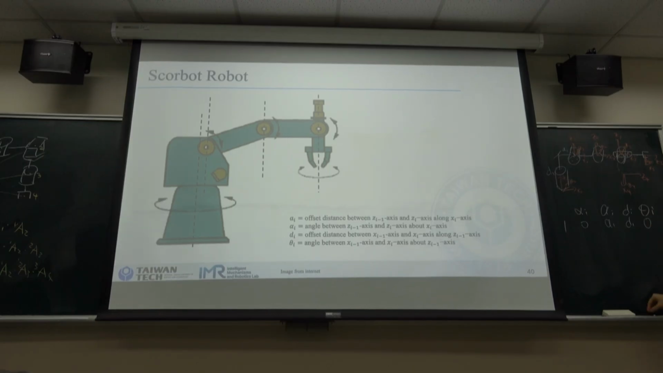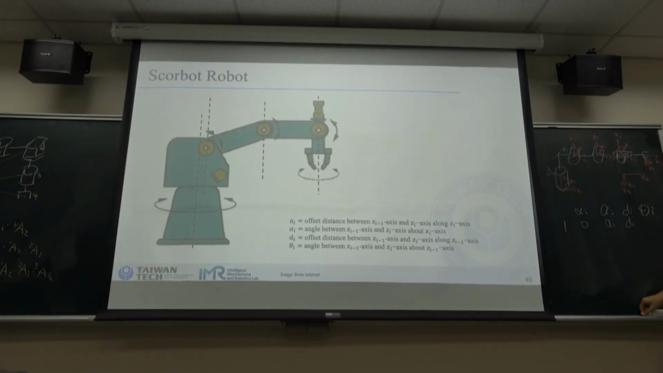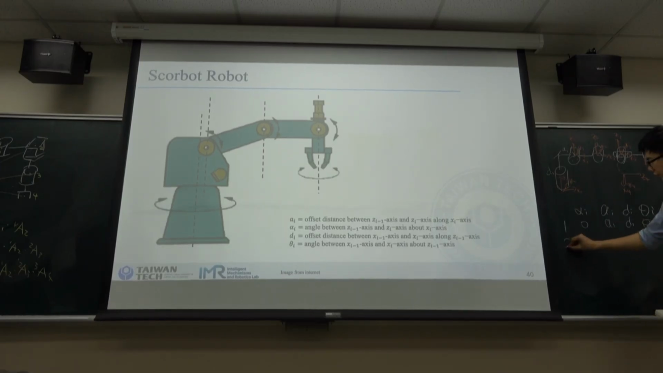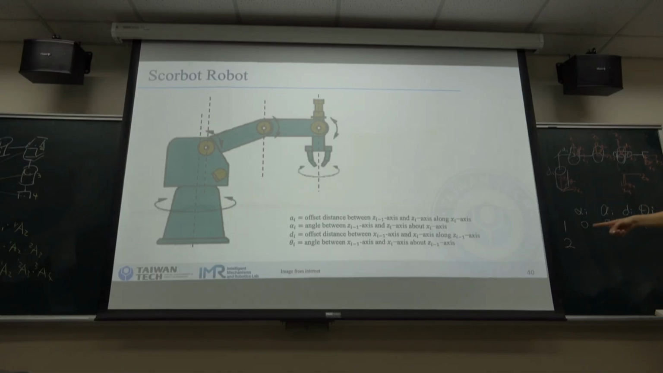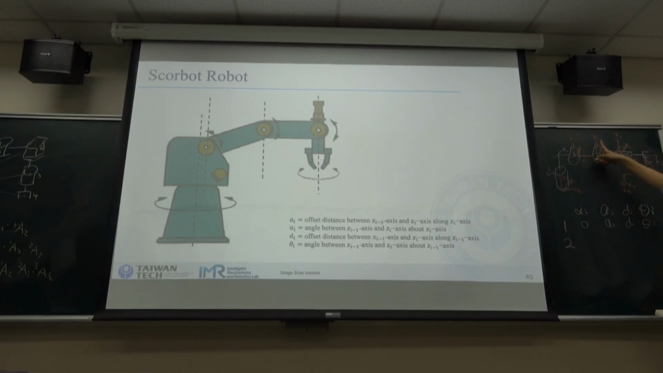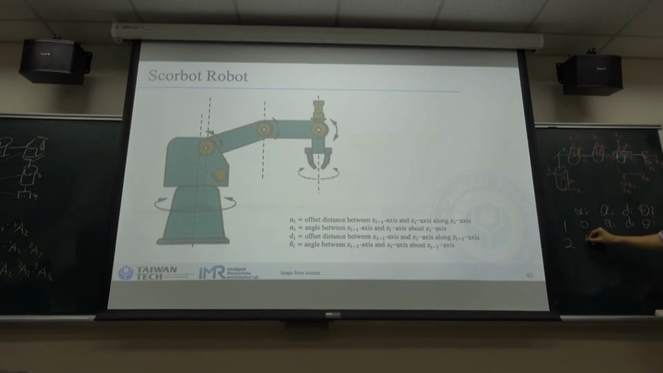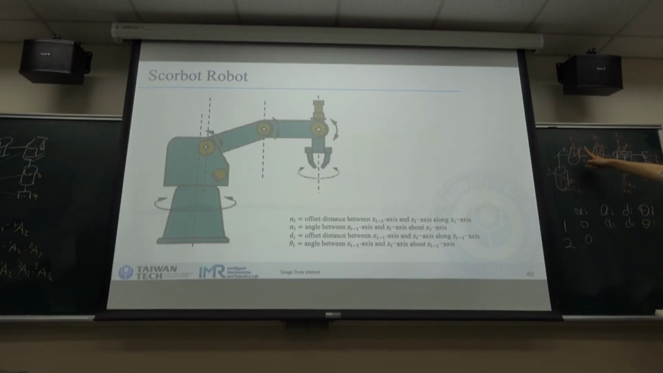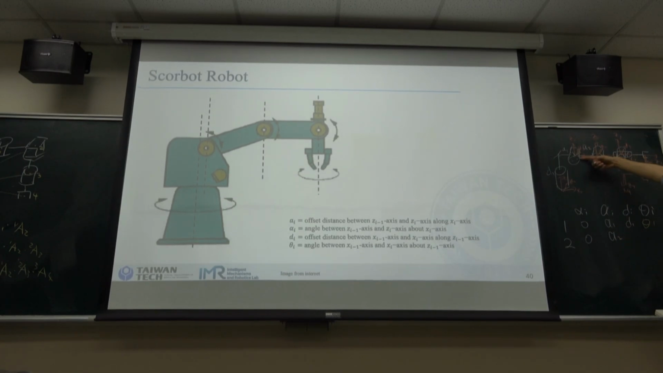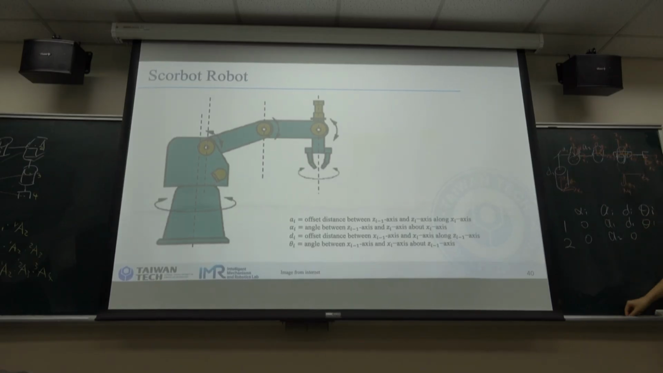And theta 1 is the variable. For 2, the Z-axis, this is the angle between two Z-axis, it's 0. And offset between these two is A2. And between the two X is 0.